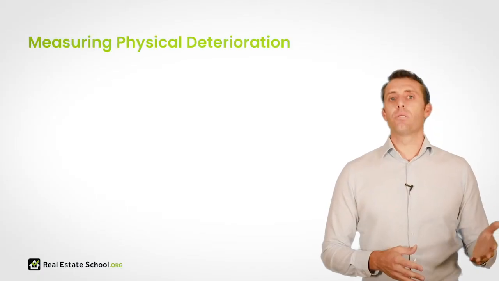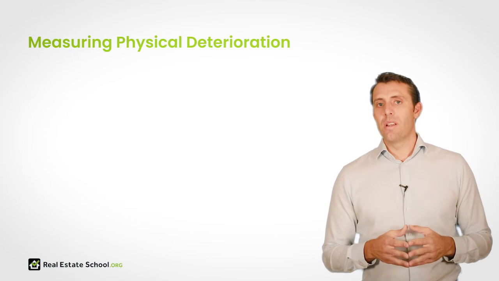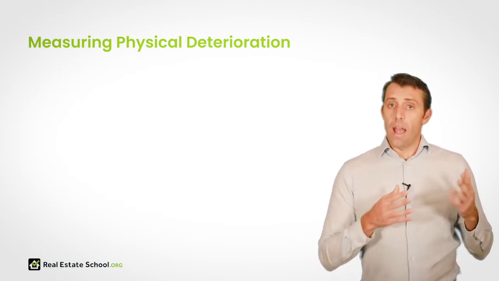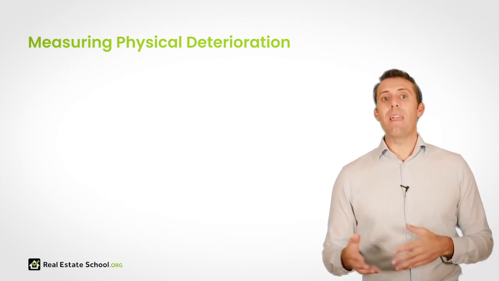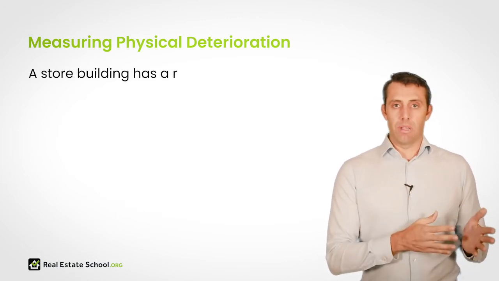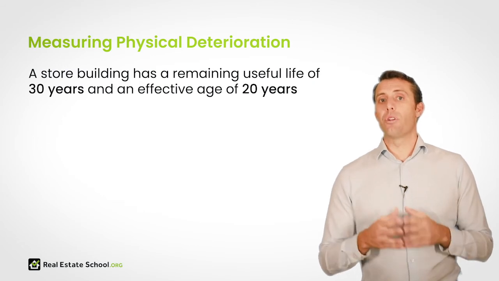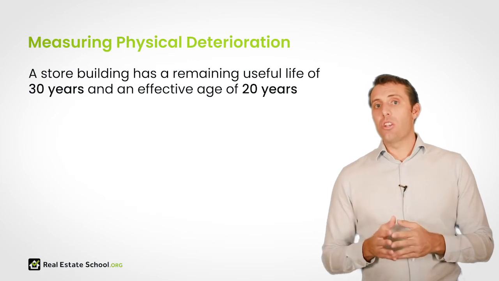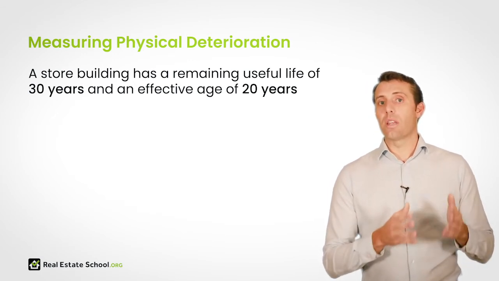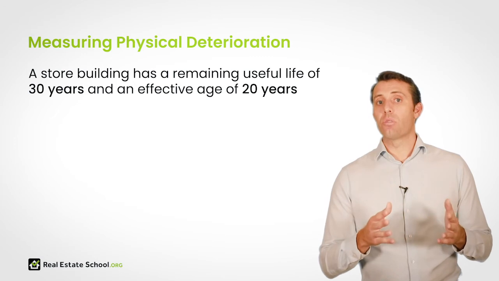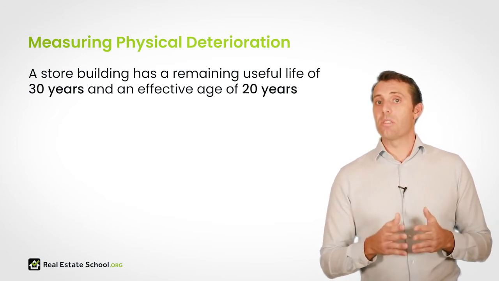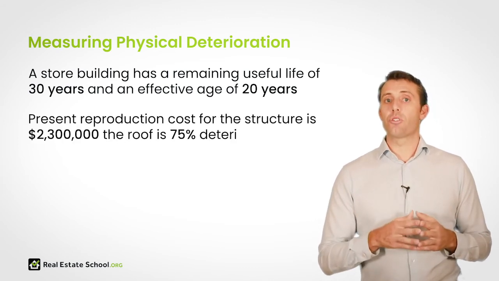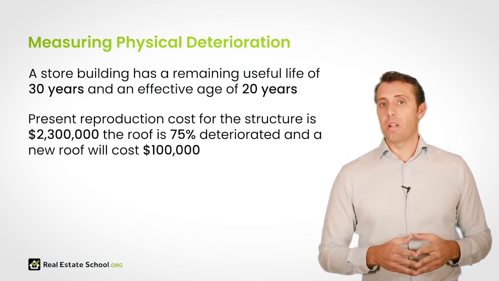When we measure physical deterioration of an improvement, not every element of the property is in the same condition. As a result, adjustments need to be made. If a building has a useful remaining life of 30 years and an effective and actual age of 20, we can take a look at an example of how we might deal with some differences in specific elements degrading faster than others. In this example, the reproduction cost for the structure itself is $2.3 million.